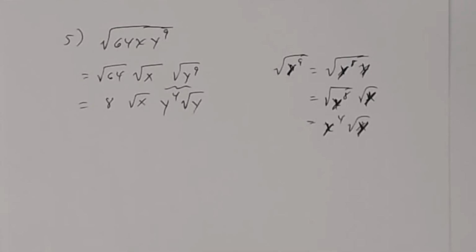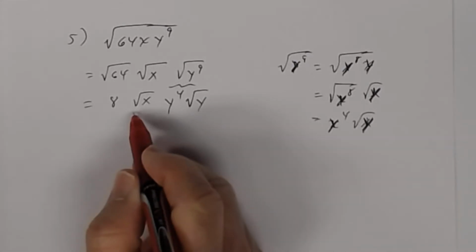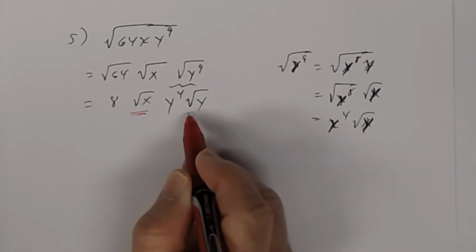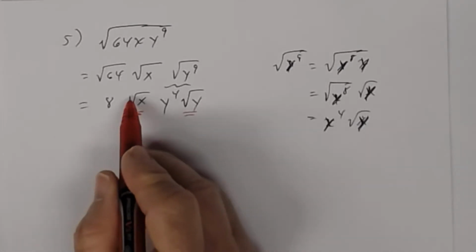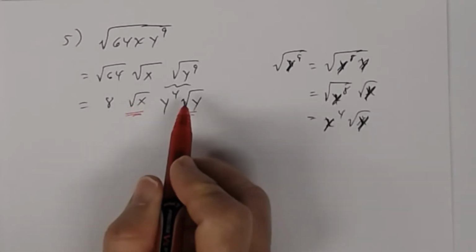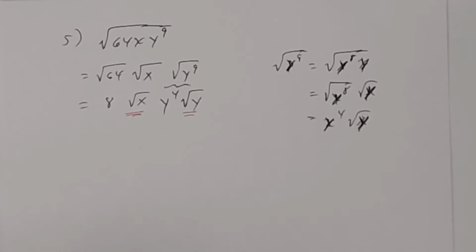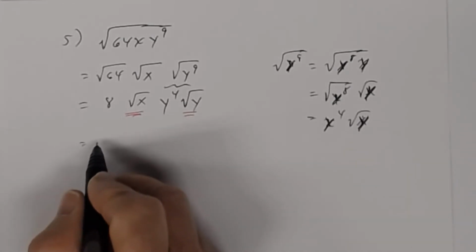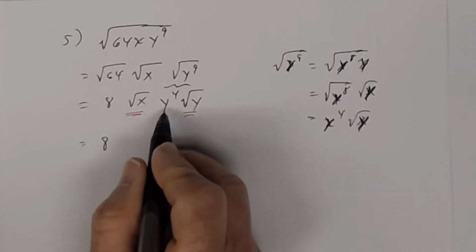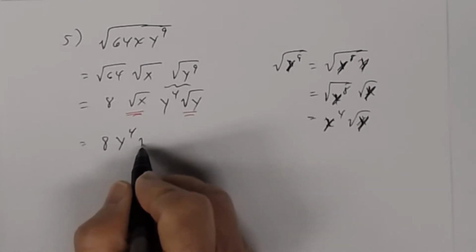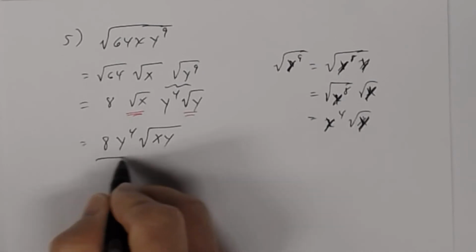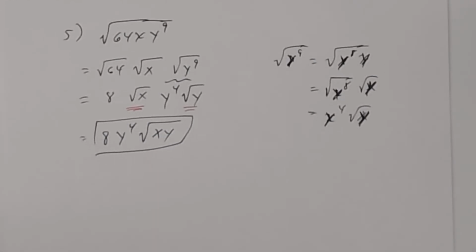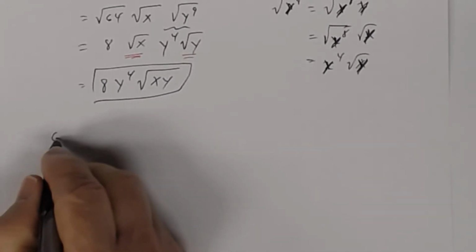All right, now remember, don't leave your answer like this. You are expected to know that the square root of x times the square root of y, since the indices are the same, you can write as 1 square root. So put that in the end. So we're going to put the coefficient first. Always put the coefficient first. Then we're going to put y to the 4th. And then we're going to have square root of xy. And there's your answer. Okay, number 6.